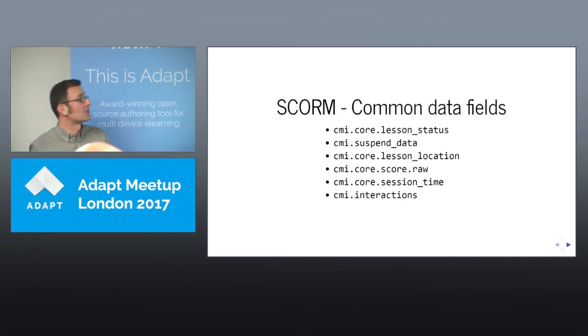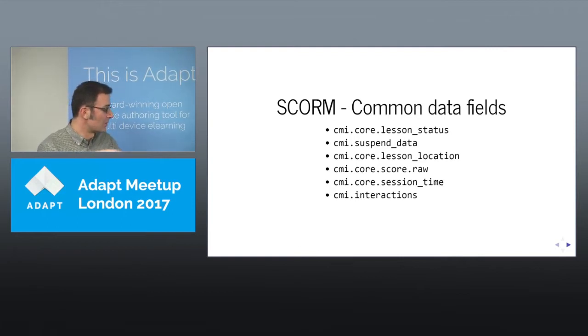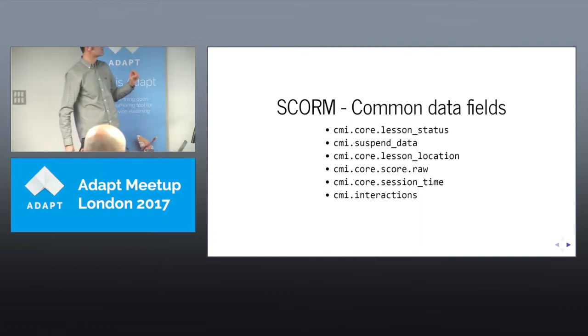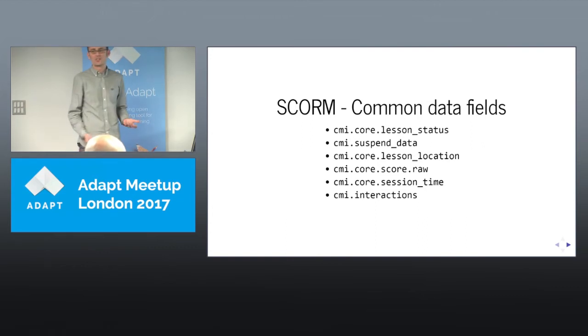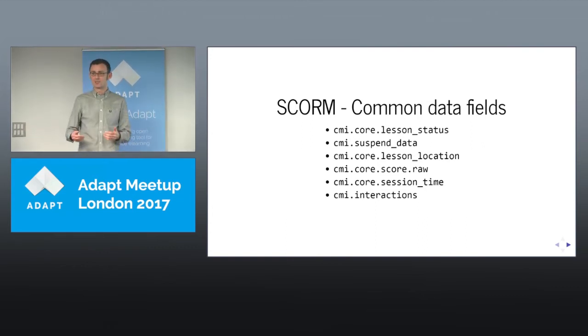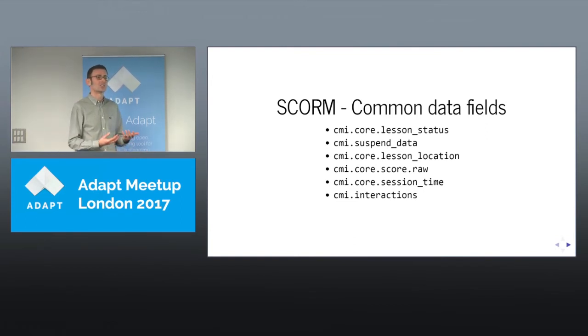Some of the common data fields that you're going to use when working with these, so I've really just taken in the core ones here. The first and most important is the lesson status. When your course starts, it's the responsibility of the LMS to set this to not started. And then pretty much the first thing your course is going to do is look at that and go, right, I'm going to change that to incomplete to reflect that the user has now started the course.